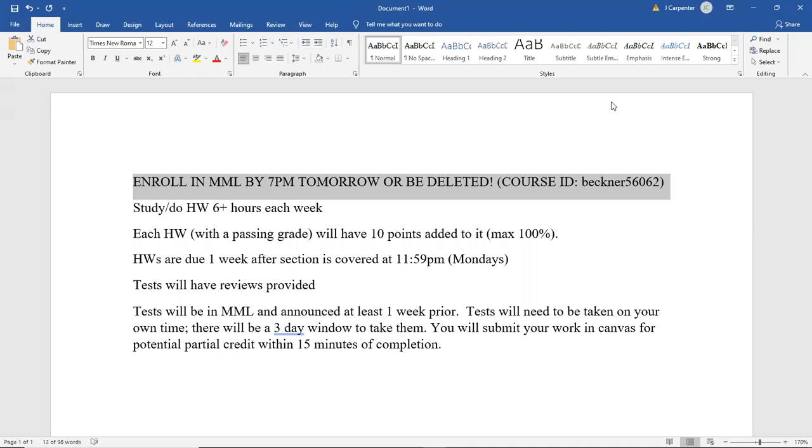This is a calculus class, so hopefully this is not going to be an issue. In fact, I already know that 11 of the 18 of you have enrolled, so that's really awesome. So I only have to worry about 6 or 7 of you right now. I do have the course ID up here, so make sure you write this down if you have not already: Beckner 56062. That is also listed in Canvas. It's on that little email I sent. It's also in the syllabus that was emailed to you. And if you didn't get it emailed to you, you can find it in Canvas.